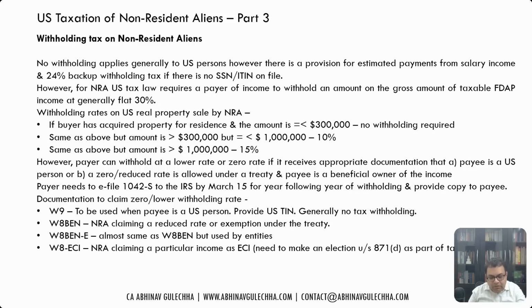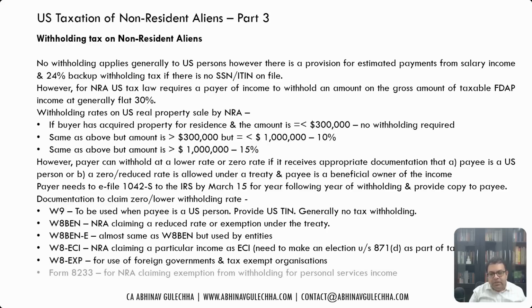Then whoever is paying you that income, right, which is either your tenant or whoever, you can provide this W8ECI form, and to qualify it as ECI, and that person may not withhold the tax on this payment. Then W8EXP, this is for use by foreign governments and tax exempt organizations. Then there is a form 8233.